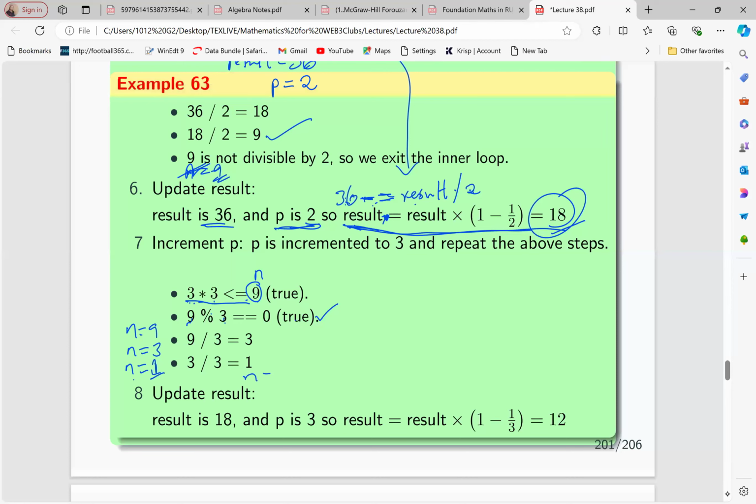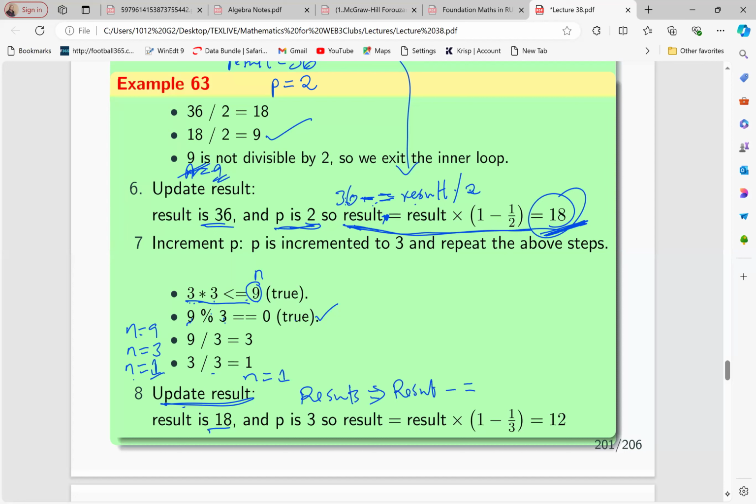Remember our result is at 18. And remember our P is 3. So it's time to update the result. It's time to update the result. You see, it was mutable. So now update the result. The initial result we have is 18. New result will be given the minus, result divided by P. P in this case is 3.